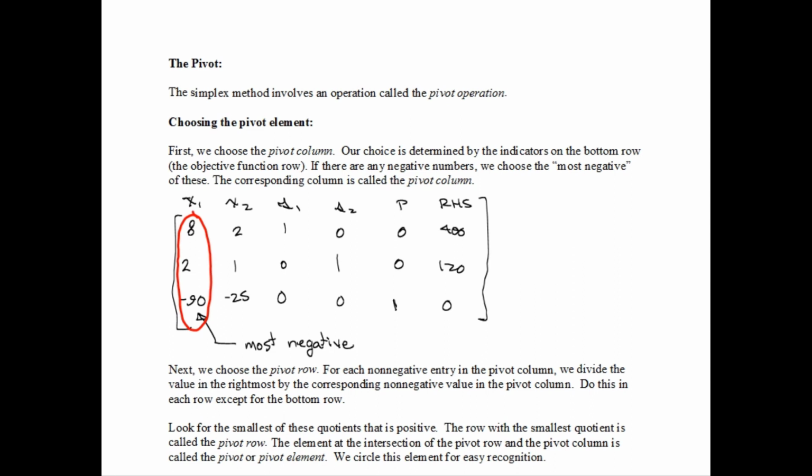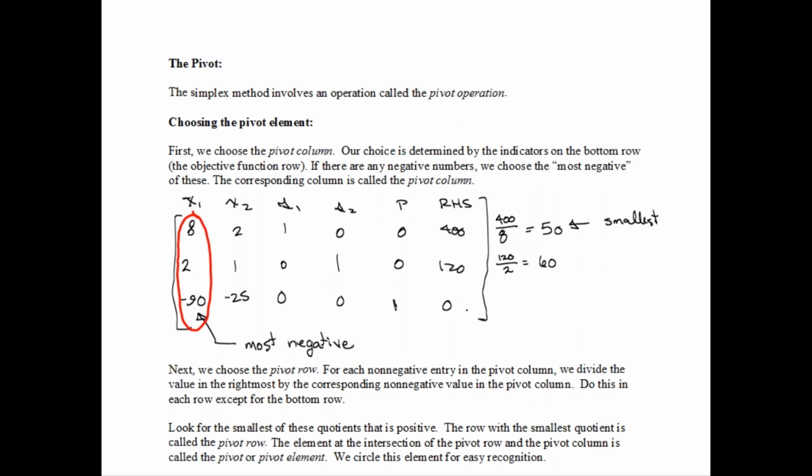Now we come to the other side. For every non-negative entry in the pivot column, we divide the value in the rightmost column by the corresponding non-negative value. In other words, this 400 I will divide by 8, which will give me 50. I'm forming quotients by taking the number here and dividing by the number in the pivot column as long as it is not negative. So here I take 120, I divide by 2, this gives me 60. What you want to do now is choose the smallest quotient. This is the smallest.